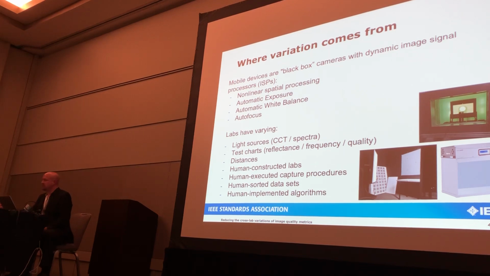Humans are the other major driver of variation. They construct the labs in different ways. They don't necessarily follow the procedures correctly. They're involved in sorting the images and implementing the analysis algorithms. The only way to truly eliminate variation is to eliminate all the humans. Just kidding, sort of.